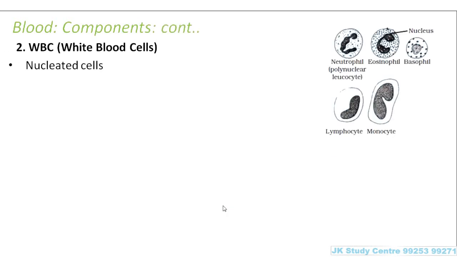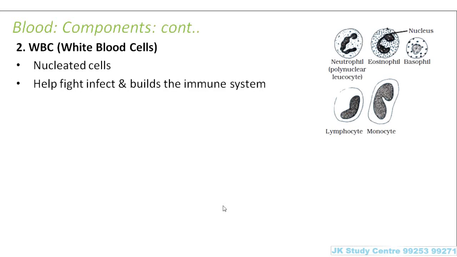Let us look at the next component, that is WBC or white blood cells. The name itself says that they are no more white in color. They are nucleated cells. They have a nucleus. They help fight infection and build the immune system. As I told before also, these white blood cells are the soldiers of our body. Whenever there is some kind of infection inside our body, they try to fight that infection, and if the immune system is strong enough, many a times they win over. And when the WBCs win, we do not fall ill. So it is a kind of internal protection for our body. That is the main function of the WBCs.